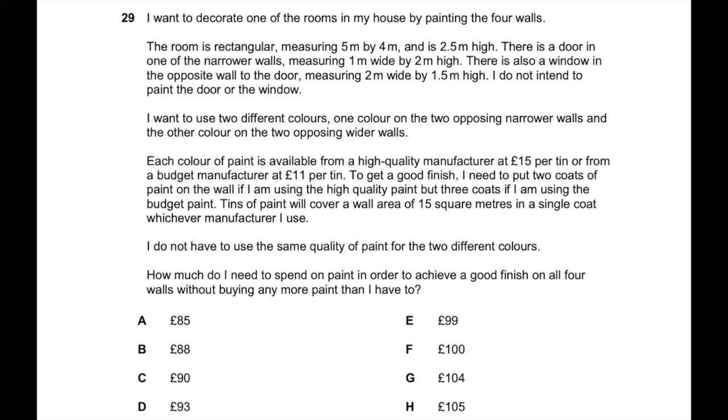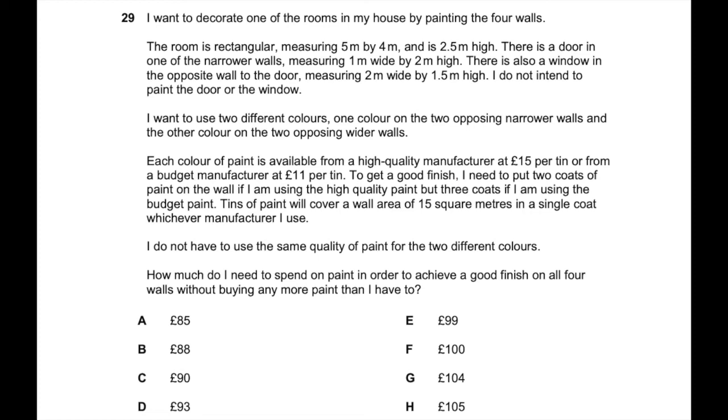The total area of paint for the 2 wider walls is 5 multiplied by 2.5 multiplied by 2 equals 25 meters squared. If each tin covers 15 meters squared, then, for 2 coats of high-quality paint, 50 square meters total, 4 tins are needed. 3 tins equals 45 meters squared, 4 tins equals 60 meters squared, which would cost 4 multiplied by 15 pounds equals 60 pounds. For 3 coats of budget paint, 75 meters squared, 5 tins are needed. 5 tins equals 75 meters squared, which would cost 5 multiplied by 11 pounds equals 55 pounds, so budget paint is the cheaper option here.